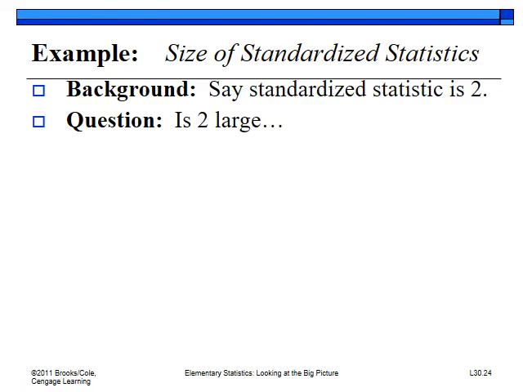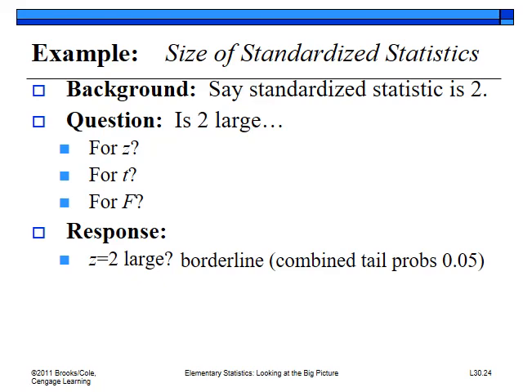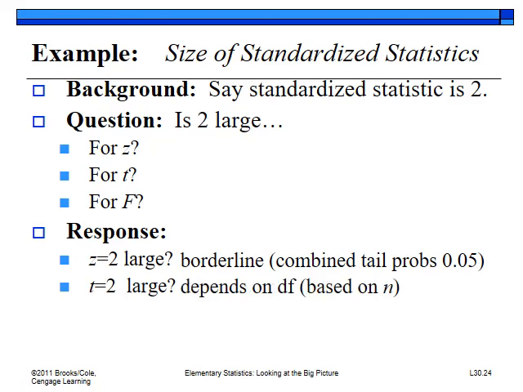So let's say that we've got a standardized statistic of 2. If that's a z value, is that large? For a t value? For an f value? Well, for z, remember, 2 is kind of borderline. For t, it's not terribly large. It depends on the number of degrees of freedom. If n is big, it's borderline. If n is pretty small, 2 is not terribly big.